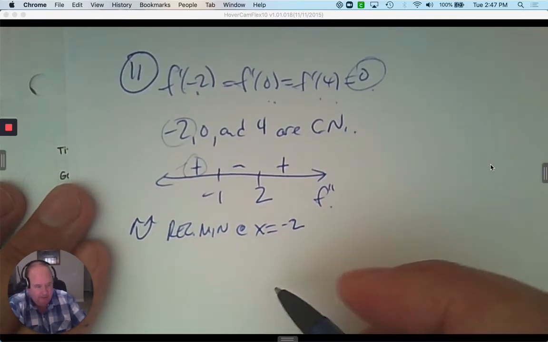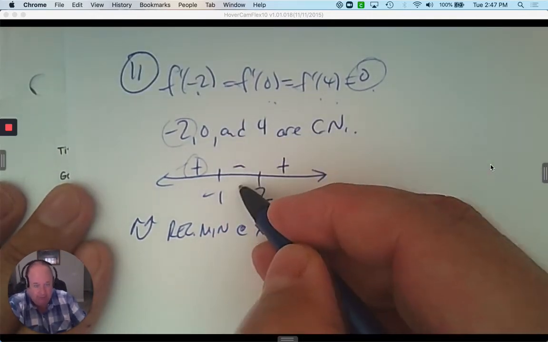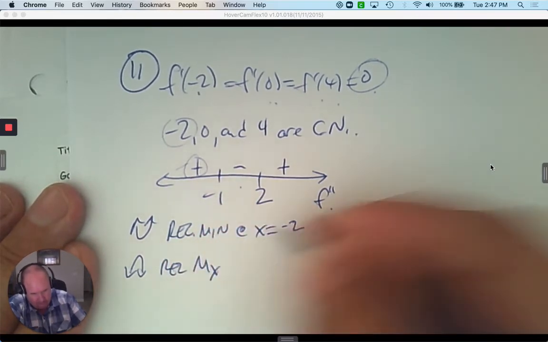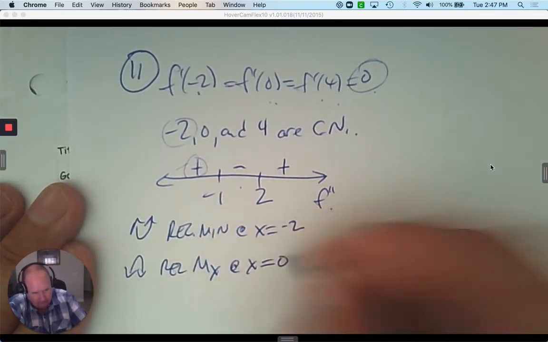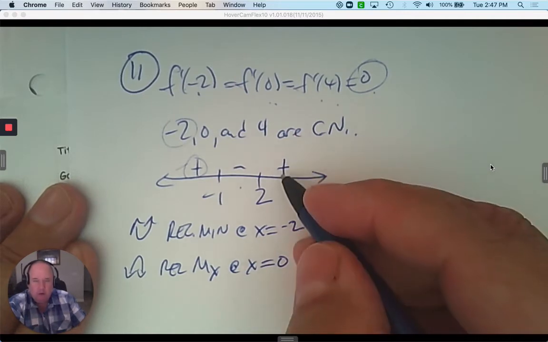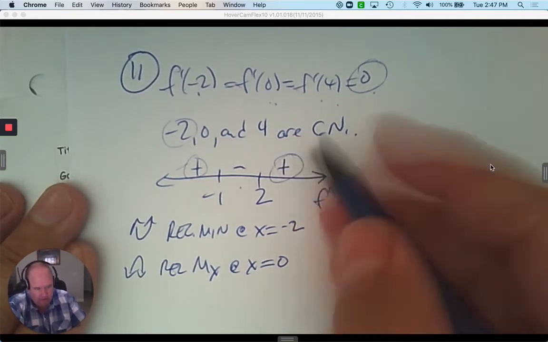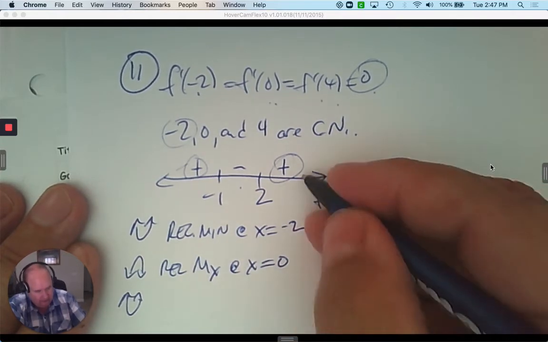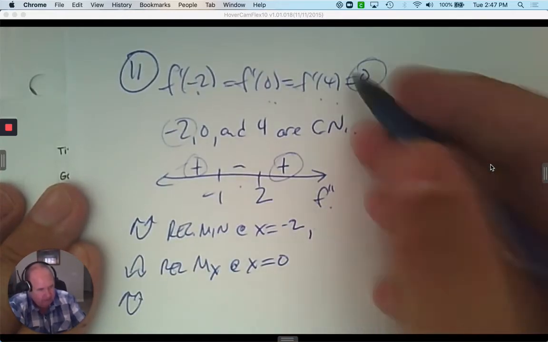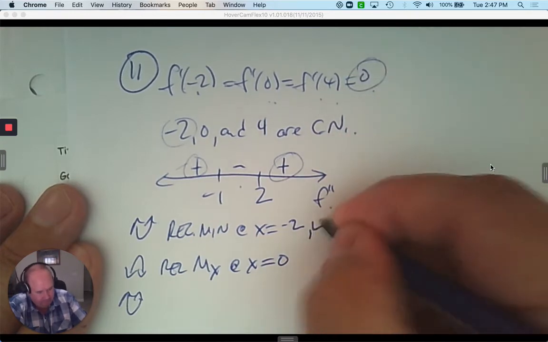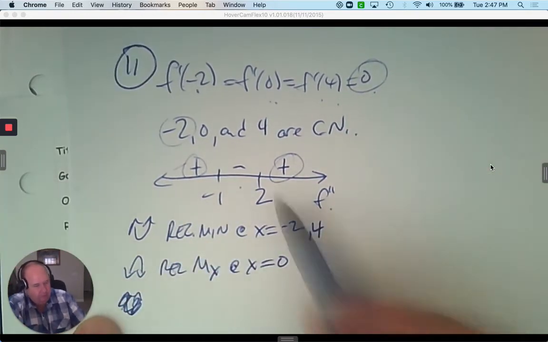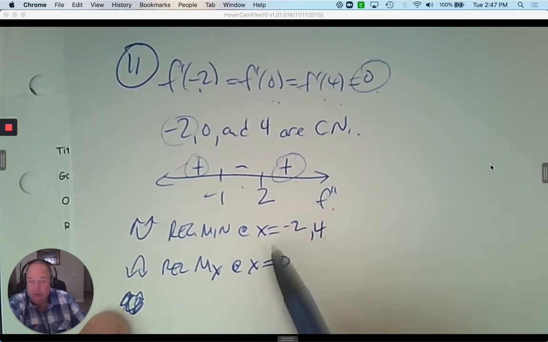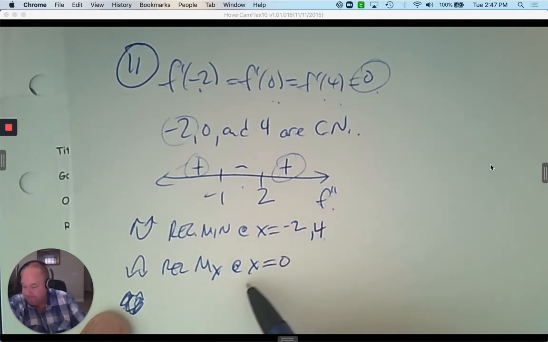Concave up. 0 is on the next interval, that's concave down, so that means it's a relative max. If it's concave down, that's at x equals 0. And then where's 4? It's concave up again. So at concave up, there's another relative minimum, not just at negative 2, but also at 4. So I'll just add it to that. It's concave up in those intervals. So concavity can tell us where the maximums and minimums are.